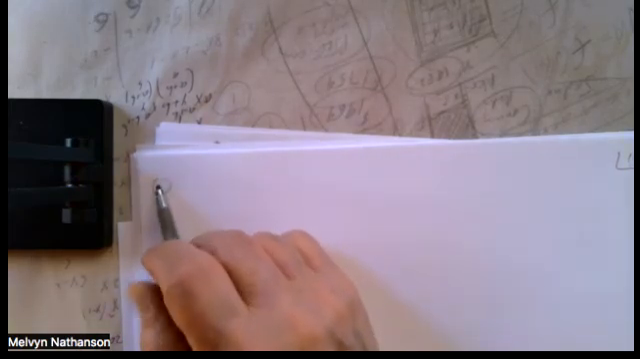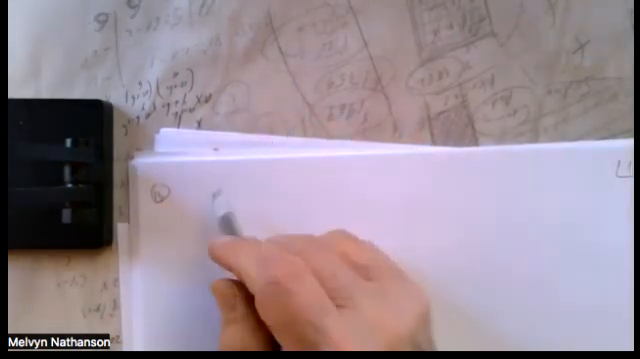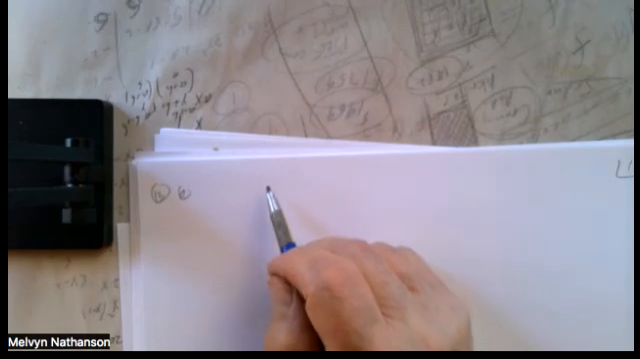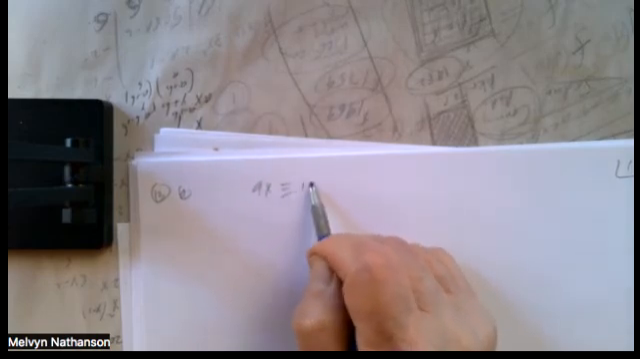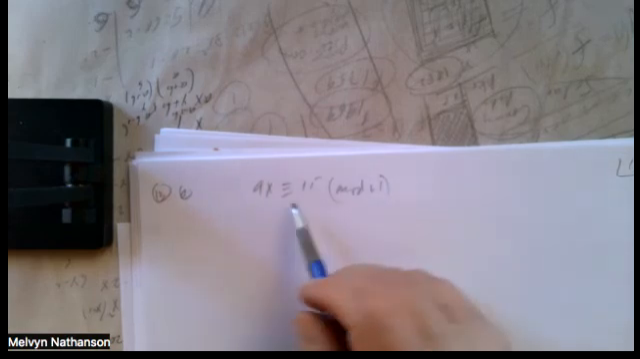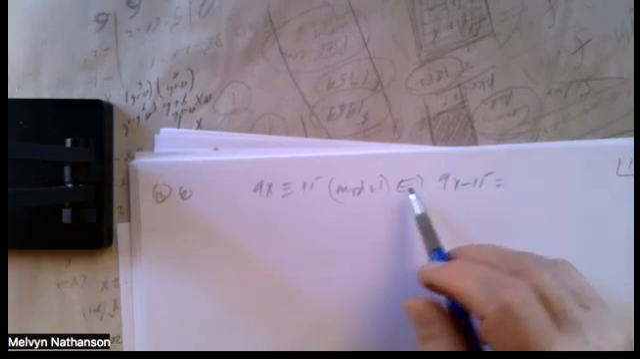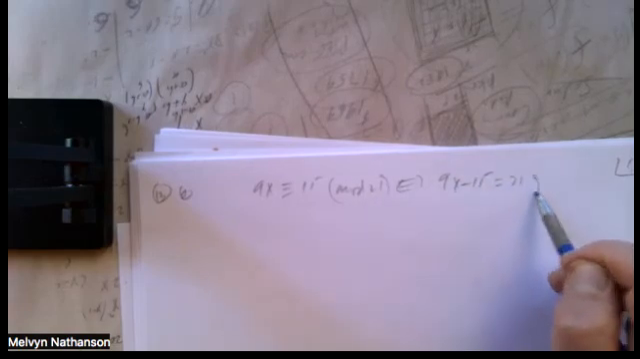Problem 13 is to solve some congruences. First is 9x congruent to 15 mod 21. So how do we solve this? Well, 9x is congruent to 15 mod 21 if and only if 9x minus 15 is some multiple of 21, 21 times y for some y.